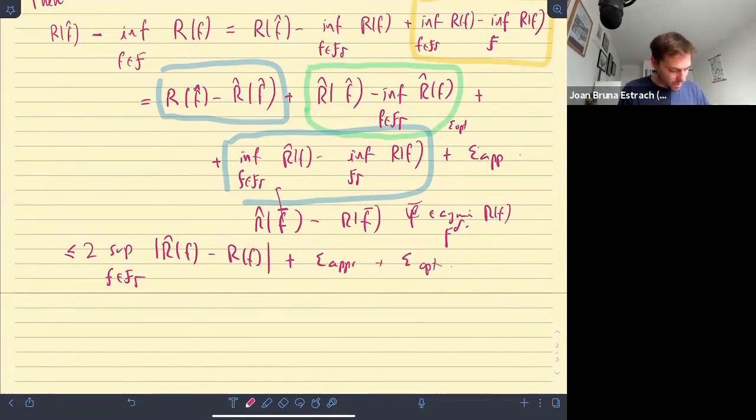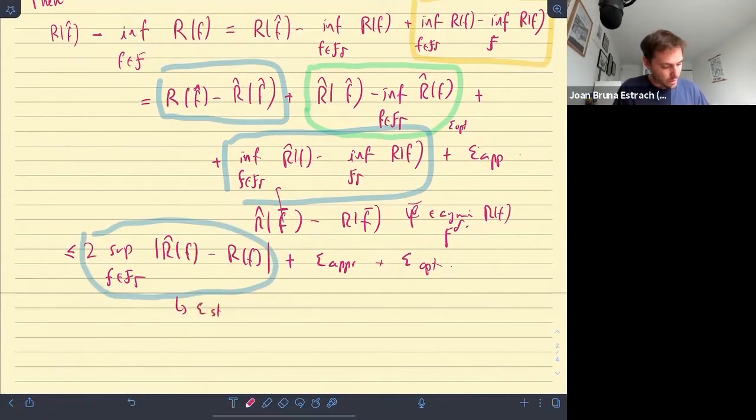Okay, and so by completing the analogy, what is this term about? This term is a term that has to do with statistics, right? Like how these two functions fluctuate, right? So this is what we call a statistical error.